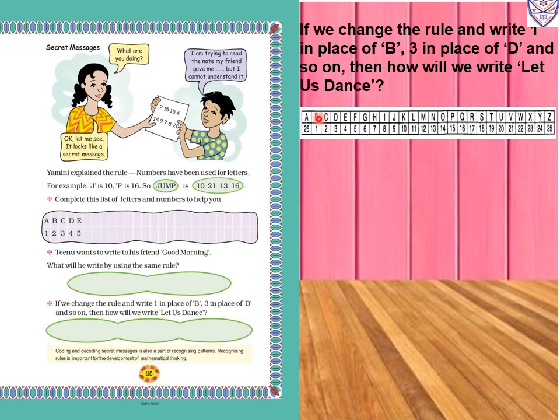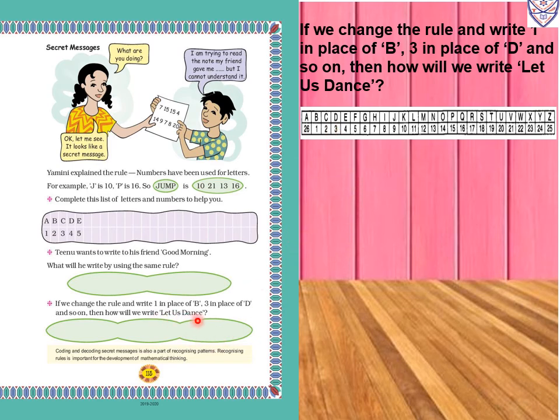So for B we will write 1, then C 2, then D 3, then E 4, F 5, G 6, H 7. This way it will go one ahead. Then I 8, then J 9, K 10, L 11, M 12, N 13, O 14, P 15, Q 16, R 17, S 18, T 19, U 20, V 21, W 22, X 23, Y 24, Z 25, then we will give A 26. Okay, so this way we have changed the place.